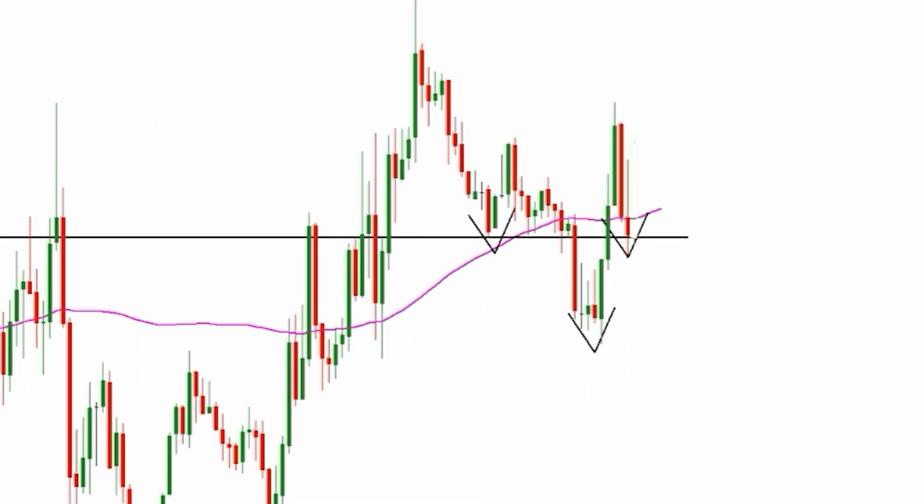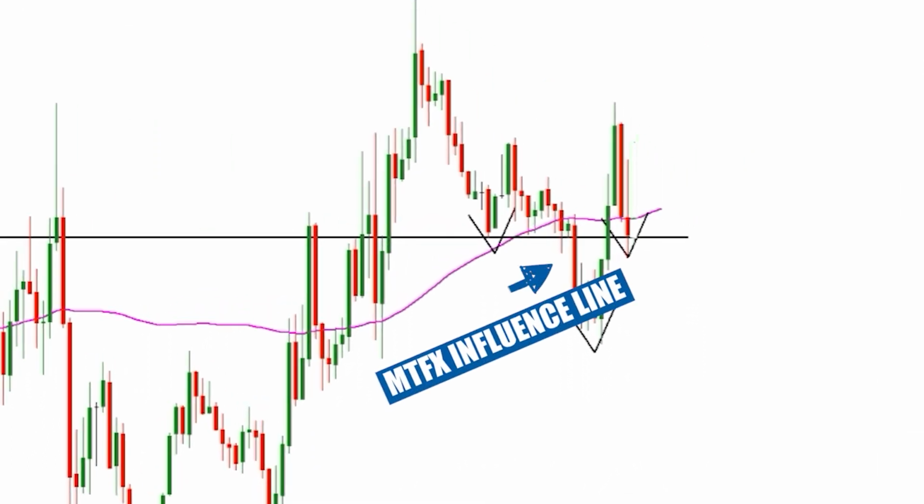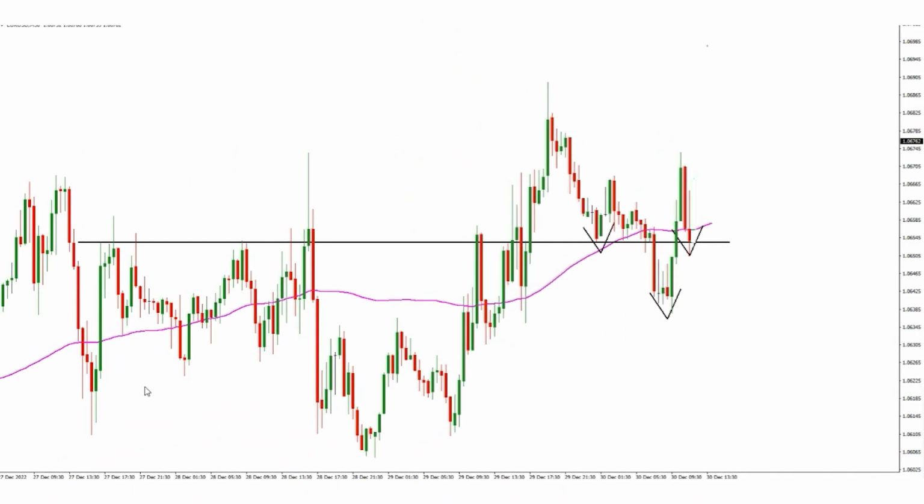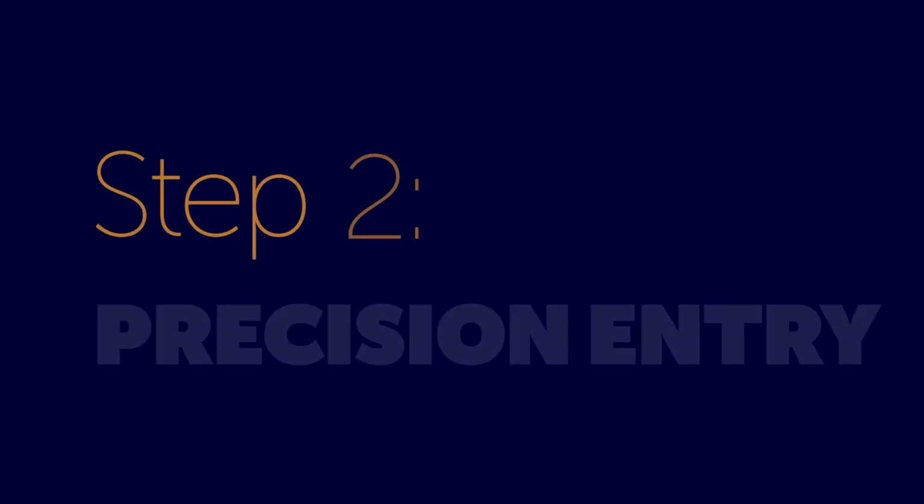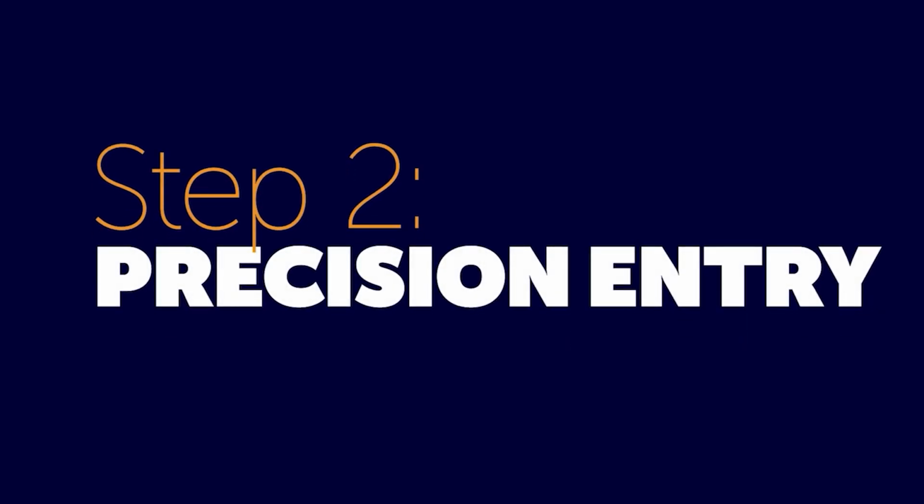We also have an MTFX influence line rolling over, giving us further validation that price may indeed rise. So now we have a solid reasoning to support our long bias. Let's look for buying opportunities. So the next step, we will drill down to a lower time frame, use the MTFX system to accurately time our entry so that price explodes in our favor.